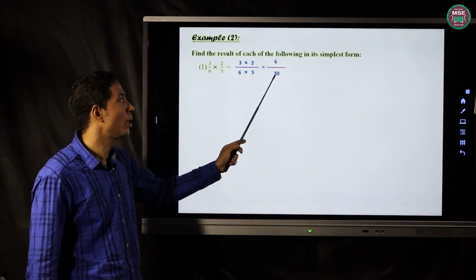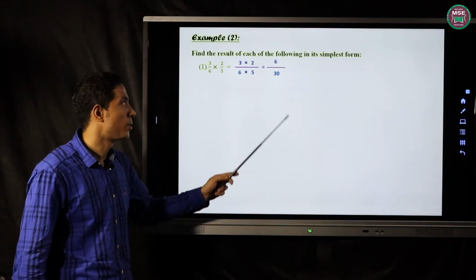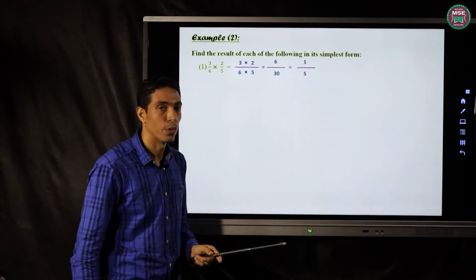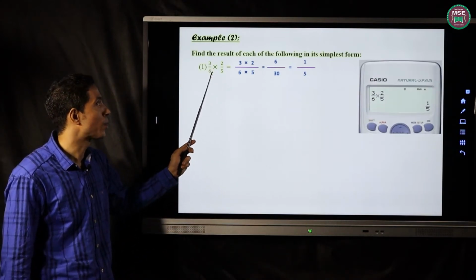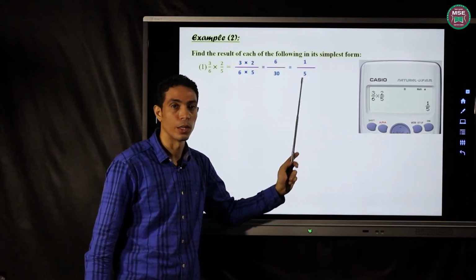And to simplify 6 over 30, the two numbers are divisible by 6. 6 divided by 6 equals 1, and 30 divided by 6 equals 5. And we can check the answer with a calculator. 3 over 6 times 2 over 5 by calculator will equal 1 over 5.